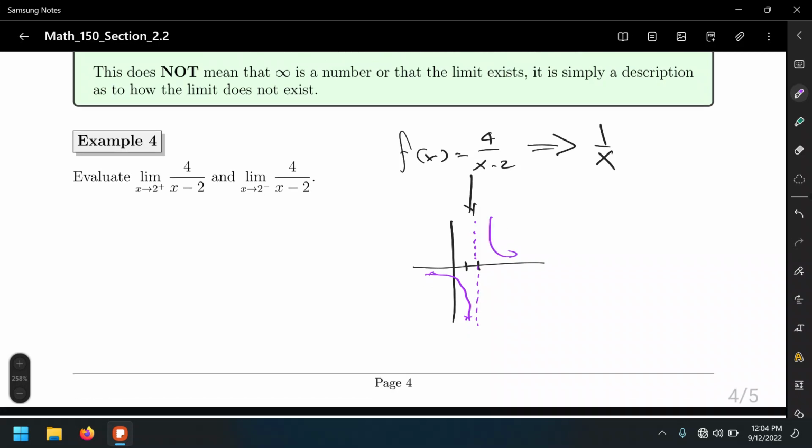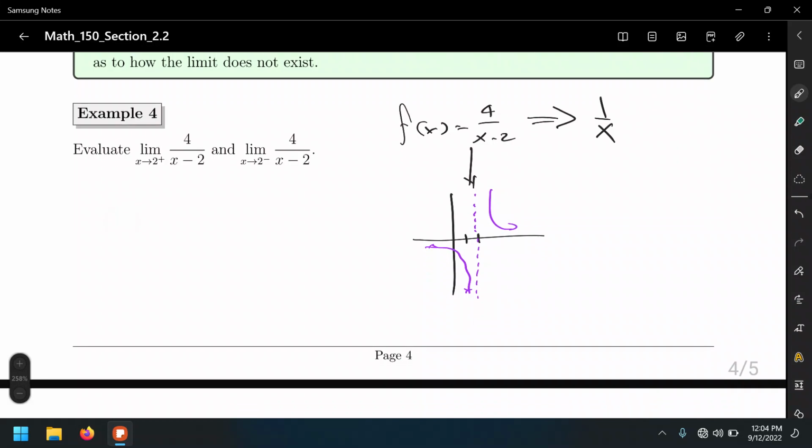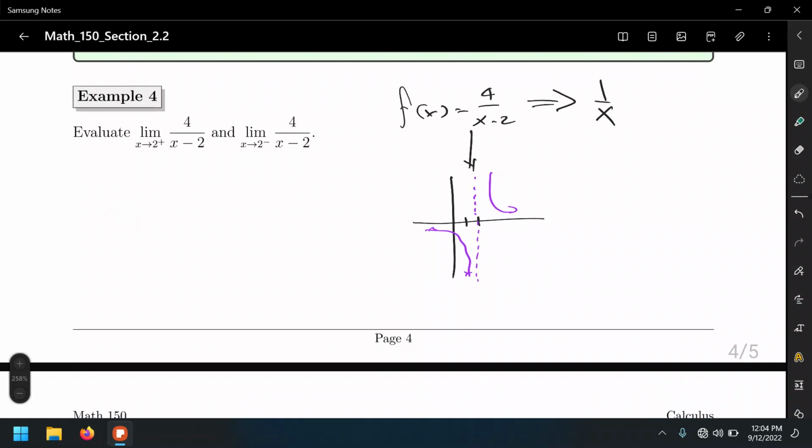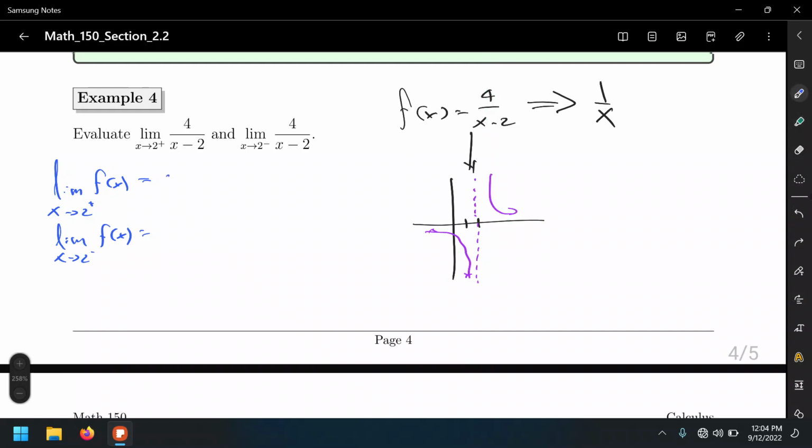So we need to analyze both sides of the limits and then conclude about the actual limit at the value itself. So number 1, the limit of f of x as x approaches 2 from the right, and the limit as x approaches 2 from the left. Let's observe the graph. So we want to approach 2 from the right. When we approach 2, where is this value going to? It's going to positive infinity. Alright, what about from the left? Negative infinity.